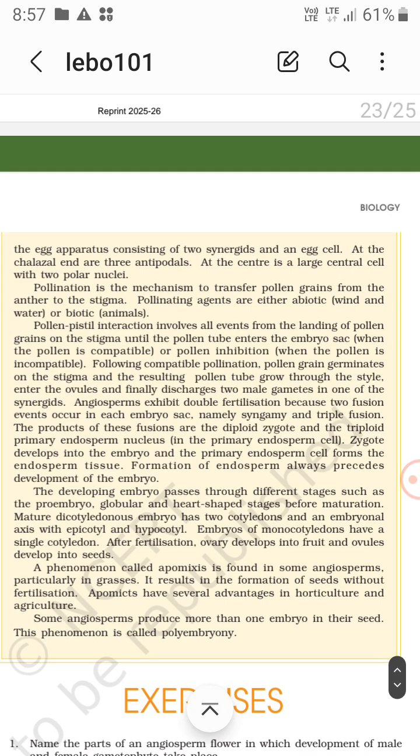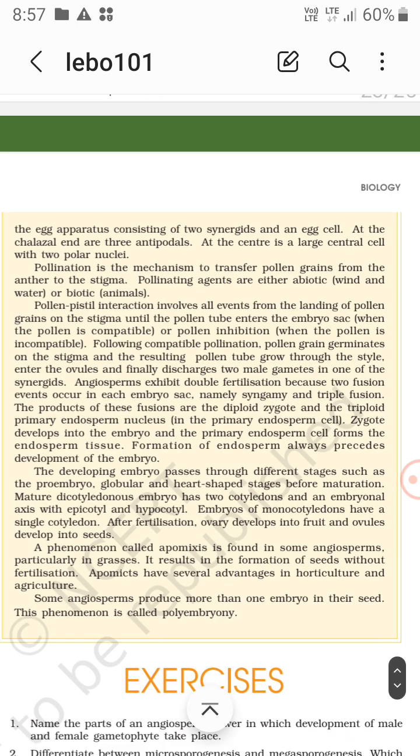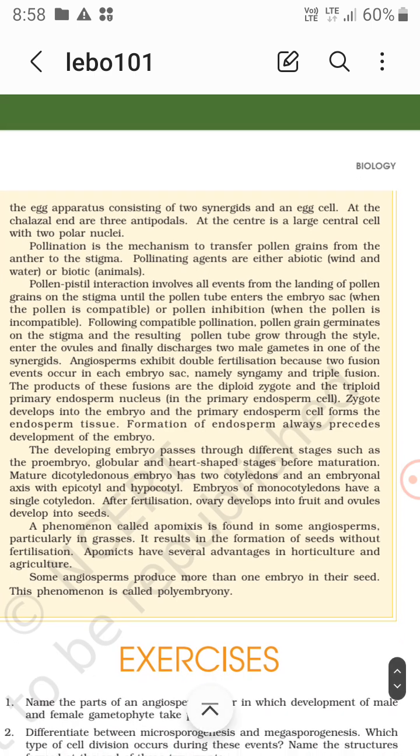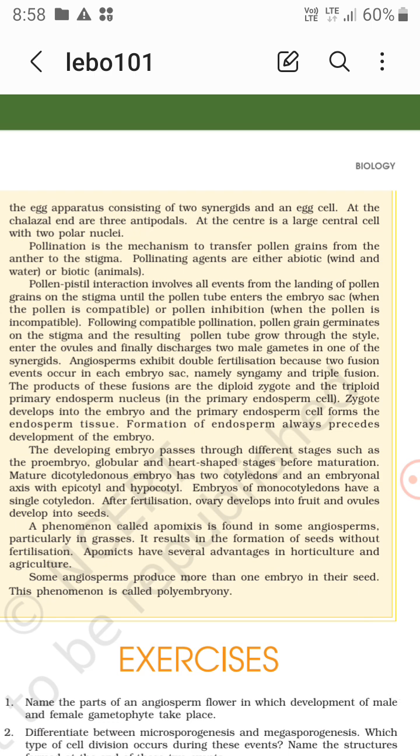Pollen-pistil interaction involves all events from the landing of the pollen grains on the stigma until the pollen tube enters the embryo sac when the pollen is compatible, or pollen inhibition when the pollen is incompatible. So there can be rejections between the pollen and pistil. Following compatible pollination, the pollen grain germinates on the stigma and the resulting pollen tube grows through the style.